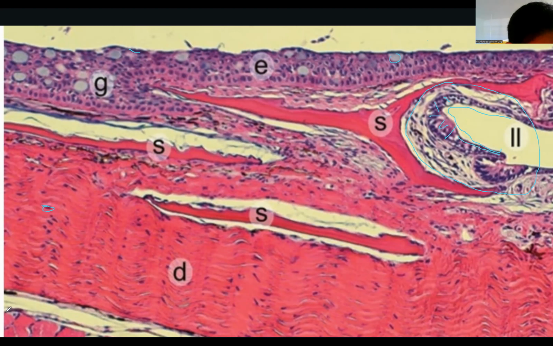And down here below, we can see the fish's skeletal muscle. They have skeletal muscle bundles right here, surrounded by endomysium, and we can see the nuclei of the skeletal muscle fibers. That's all for the fish skin. Wait, let's erase all of this.